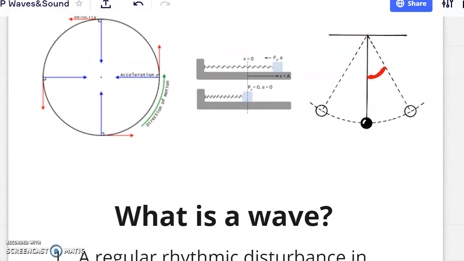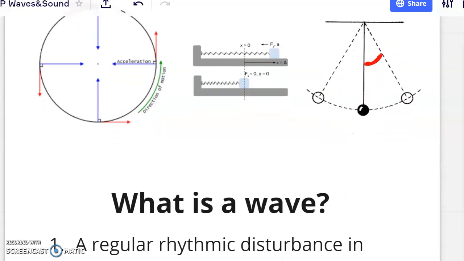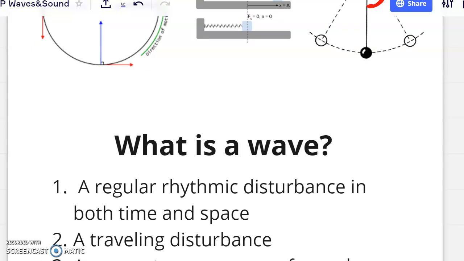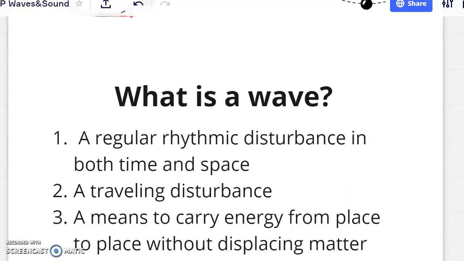Remember, all of these situations, the simple harmonic motion, the uniform circular motion, the pendulum, they were all periodic, meaning that one oscillation took the same amount of time as the next oscillation, and so on and so forth. So those were regular rhythmic disturbances in time. But now that energy is going to be able to leave the vibrating source, and it's also going to be in space. And along those lines, we can say that a wave is a traveling disturbance, not a disturbance that just stays in place like a pendulum, but it can actually leave the source. And why it's important is because it's a way to carry energy from one place to another.